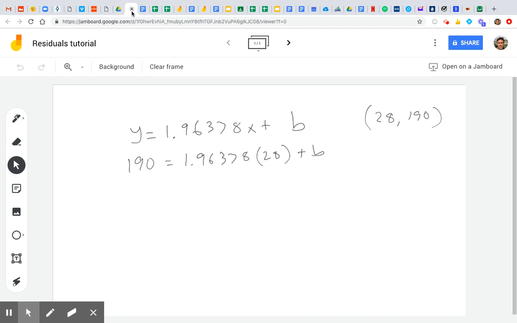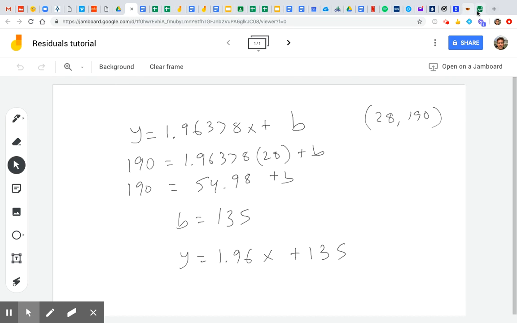So using my calculator, 1.9638 times 28 equals 54.98. I'm rounding. And so solving for b, I'm going to get 135. It's actually 0.0, so I'm just going to call it that. So my line is y equals 1.96x plus 135. That, we hope, is the equation of the upper bounds.